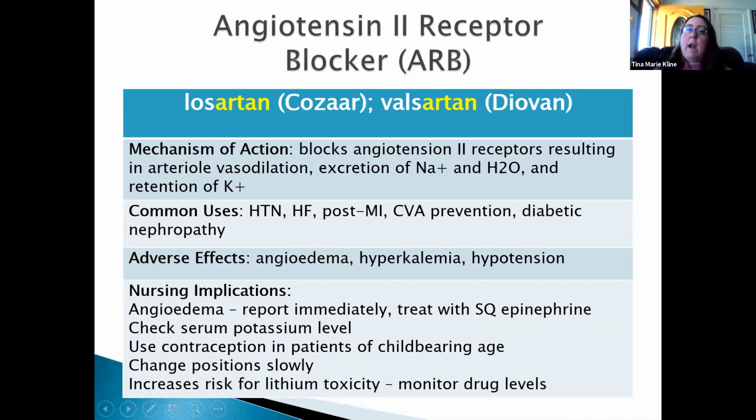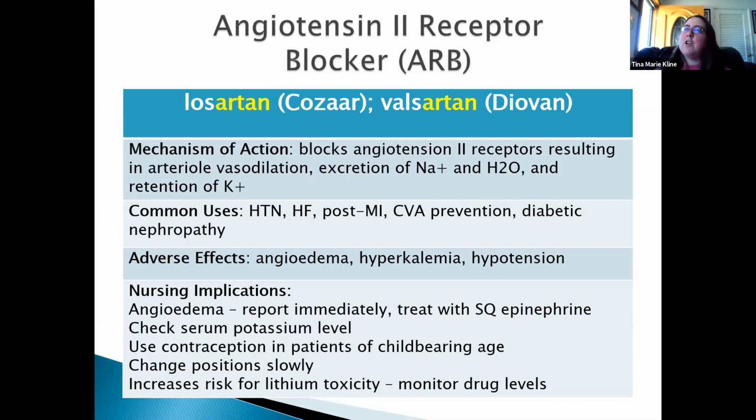Your ARBs or angiotensin 2 receptor blockers. So if you think about how these work in relation to the ACE inhibitors, which were blocking the conversion, okay? Here the conversion has taken place. I have angiotensin 2, but now this medication blocks the receptors for the angiotensin 2 to work on the vessels, okay? These tend to be tolerated a little bit better than your ACE inhibitors.